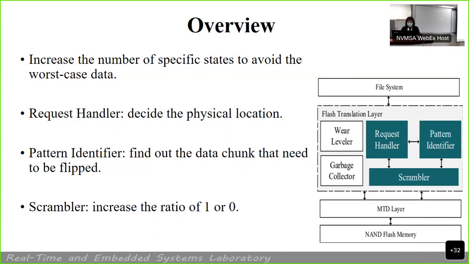Inspired by WBVM, we divide the written data into several chunks, which are the basic unit for flipping. In WBVM, the paper calculated error sources to determine the flip operation for every word line. However, calculating the error sources can be time-consuming. In addition, since the unit of calculation is a word line, WBVM has to cache the written data. The request handler processes the page alignment of every request and decides the physical location where the data would be written. We designed the pattern identifier to find out the data chunks that need to be flipped. The pattern identifier counts the ratio of 1s in every chunk. Then the scrambler processes every chunk to increase the ratio of 1s or 0s.